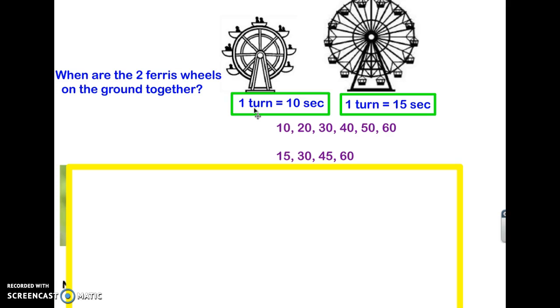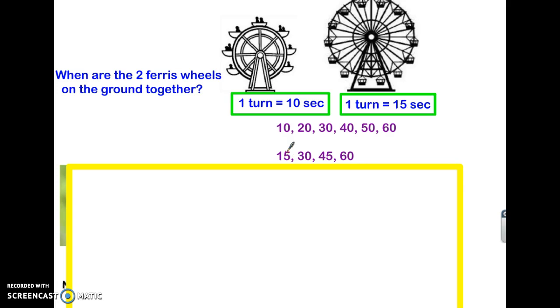The first Ferris wheel goes around one time in 10 seconds. So every 10 seconds it makes a revolution: 10, 20, 30, 40, 50, 60 seconds. The larger Ferris wheel makes one revolution, or one turn, in 15 seconds. So every 15 seconds: 15, 30, 45, 60. The question is, when are they on the ground together?